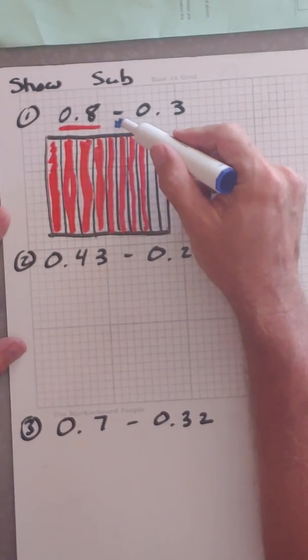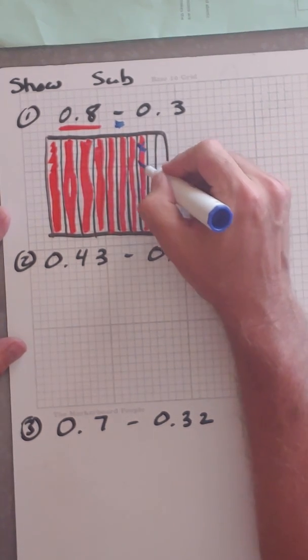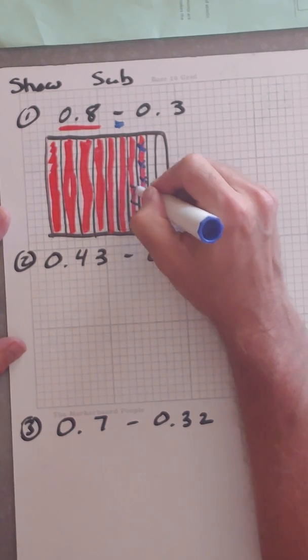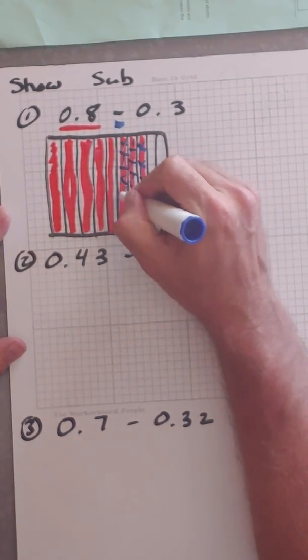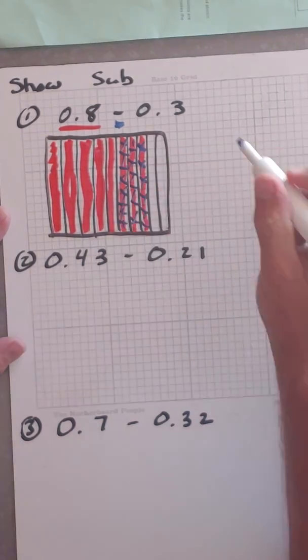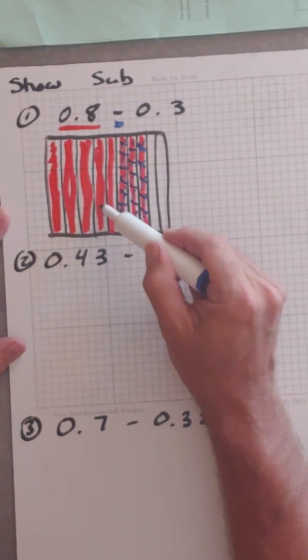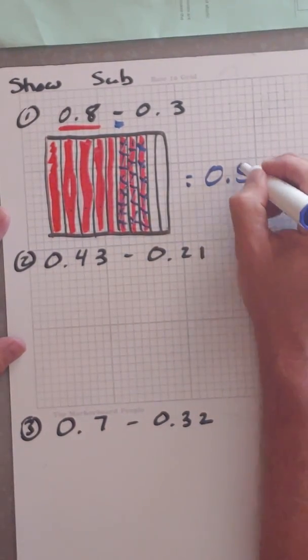So now what I'm doing is I'm taking away 3 tenths. So here is a 3 tenths. I'm just going to X it out like that. 2, there's another tenth, and here's my 3rd tenth. So I'm Xing out these, or taking those away, and what I'm left with is 1, 2, 3, 4, 5 tenths. So that would be equal to 0.5.